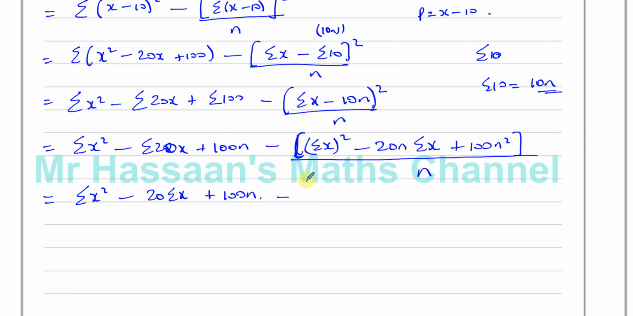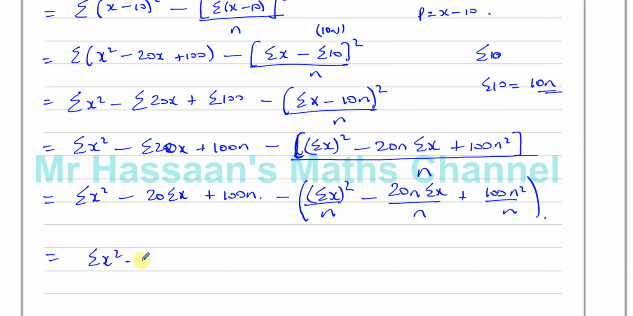I'm going to now keep this bracket here, but I'm going to split this into 3 separate fractions. Okay, it's 3 separate fractions. So this is going to be the sum of x all squared over n, minus 20n times the sum of x over n, plus 100n squared over n. So now I have the sum of x squared minus 20 times the sum of x plus 100n minus the sum of x all squared over n.